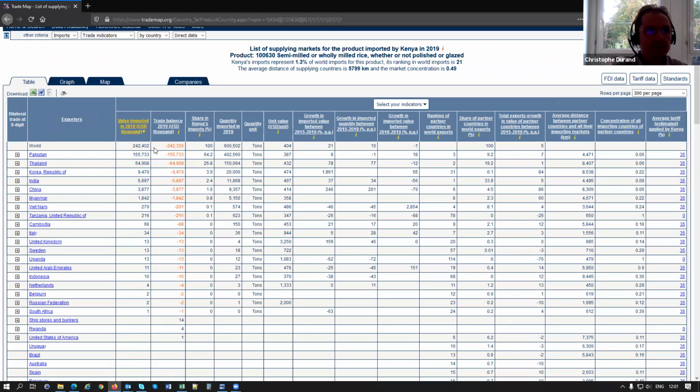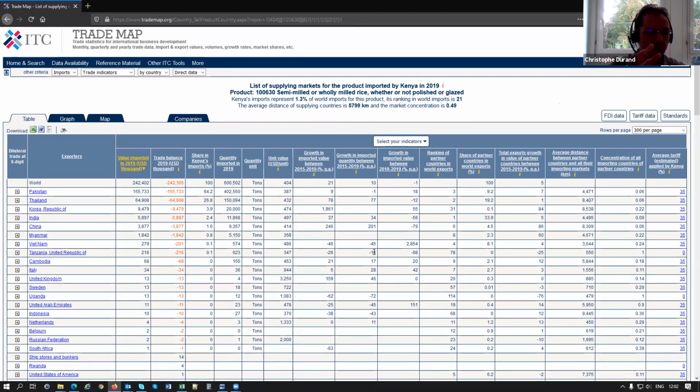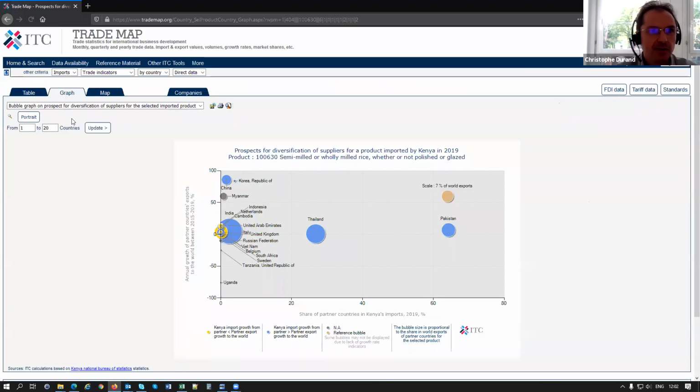Right. So now that we have looked at the value and the dynamic, we understand that we have two different kinds of information, which we can plot in a single graph. And I'm going to show you this, right? All that we see in the table over here can be summarized in a graph, which we can access in the graph tab. That's how we can conduct a very quick analysis: clicking on the graph tab, we will see here the prospects for the diversification of suppliers.